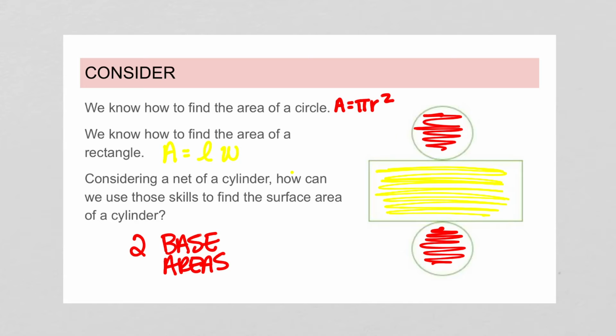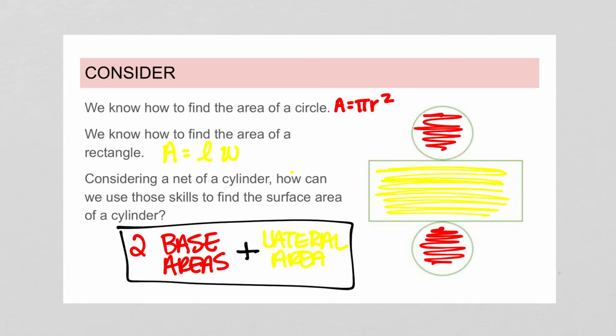And we're going to have the area of the, let's say, the sides or the lateral. That just means sides, the lateral area. And what do we need to do with that? Well, to find it we've got to add those together, right? And that's how we will find that total surface area.